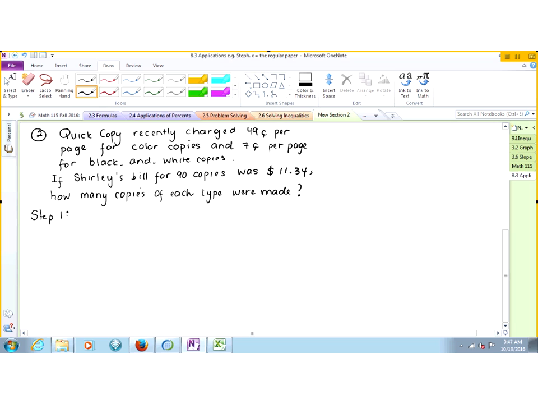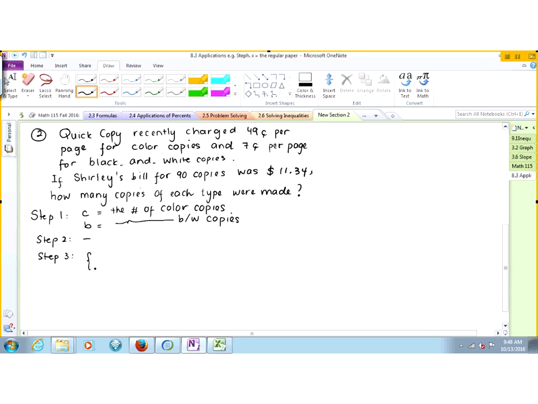So tell me, what type of copies do they have? Color and black and white. So I could probably choose C and B, right? C is the number, or the amount, of color copies. Okay, what is B? The number of black and white copies, right? Okay, now step 2, none.